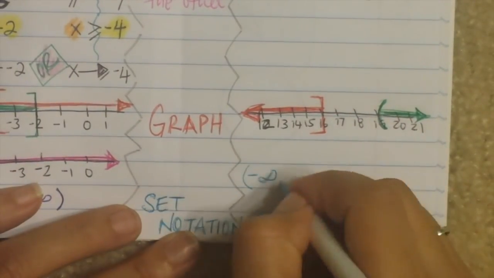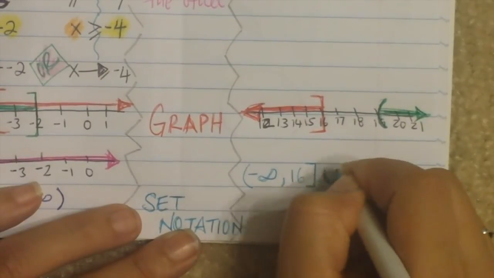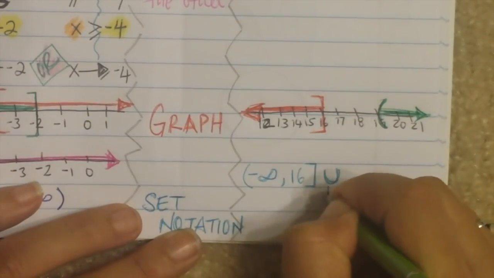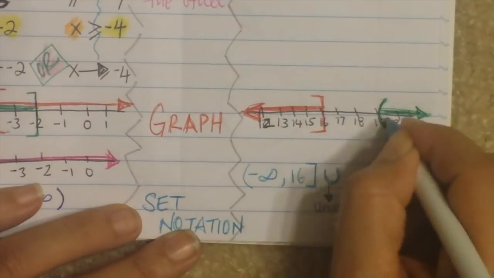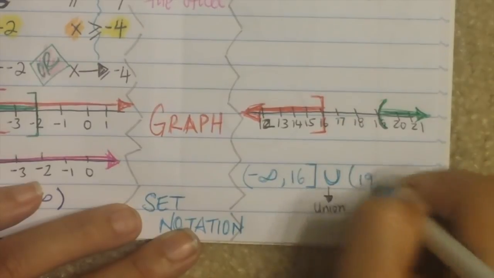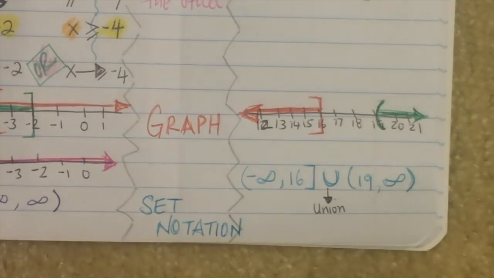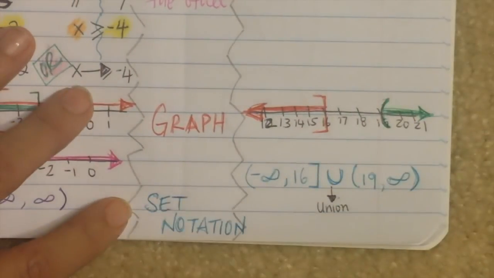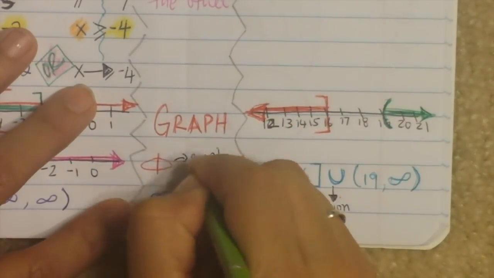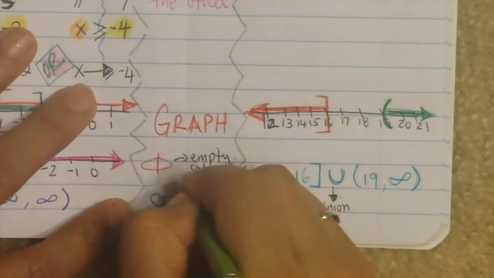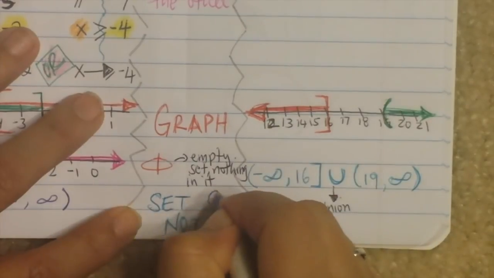So you can get from negative infinity to 16 inclusive, so close bracket, or we're going to use union to say or. You can go from 19 open parentheses all the way to infinity to get the values for x. So this or that. Alright, so just to give you a little definitions, a little 0 with a cross going through just means an empty set. There's no solution there. And then like an n is an intersection.